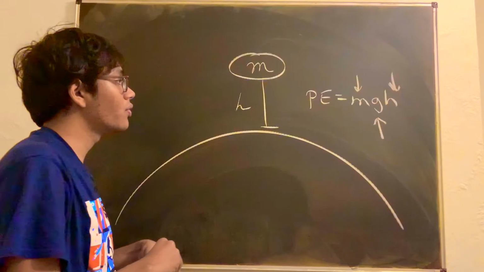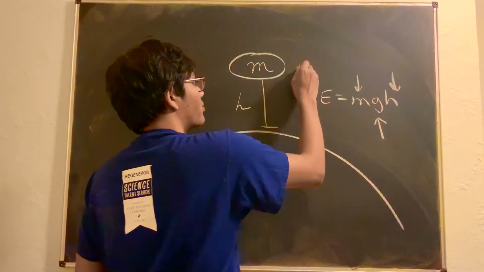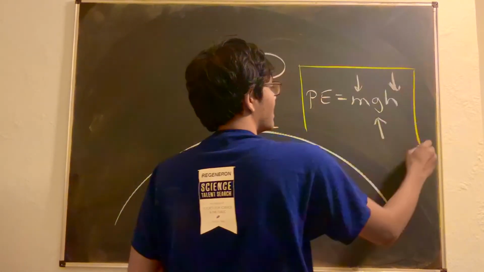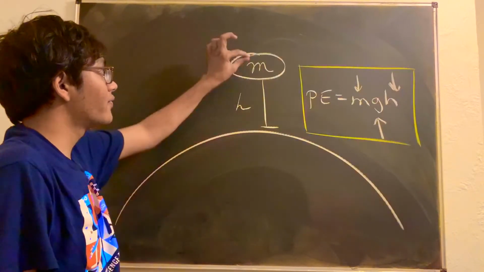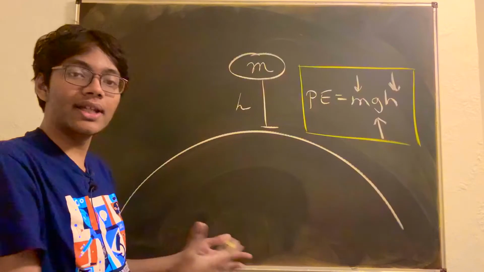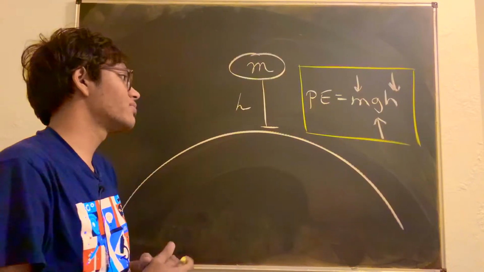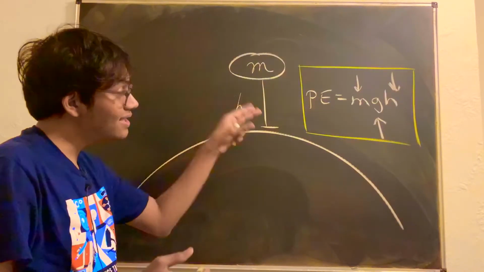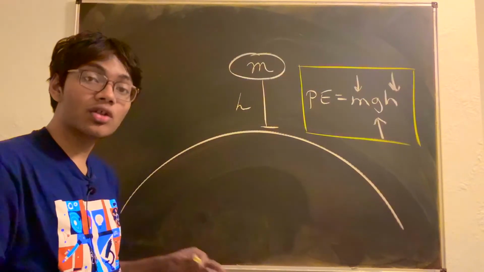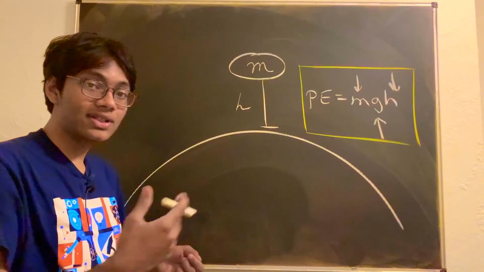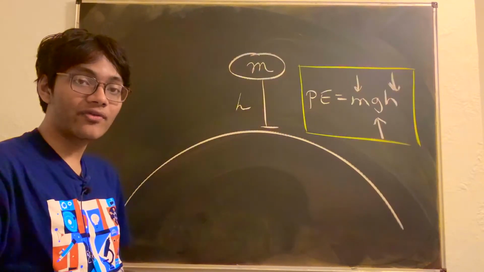Now, the pro of this equation is that it's remarkably simple. It basically tells you how much energy can be converted from here into other types of energy, like kinetic energy or other types of energy. But this formula has a con. It only works for distances close to the surface of the Earth. If you're in space, for example, you cannot apply this formula.